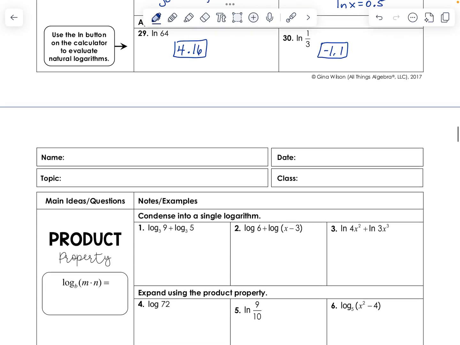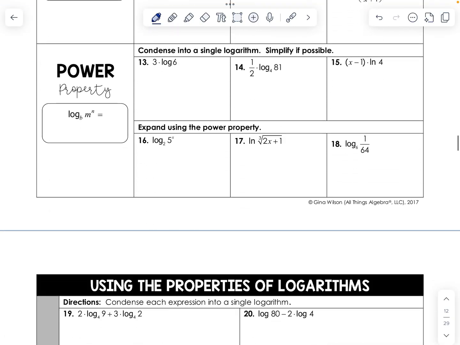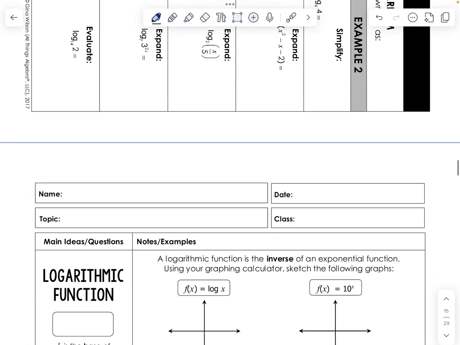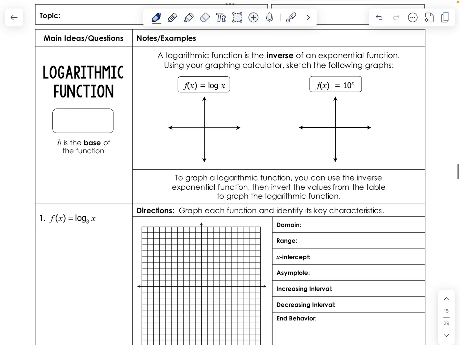We'll do the properties before we start solving equations. So we're going to skip, and now we're going to go to logarithmic functions. So we're going to talk about this, and then we're going to do examples 1 and 2, and then we're going to be done. So a logarithmic function is the inverse of an exponential function, and we just did exponential functions. So the parent function for a logarithmic function is f of x equals log base b of x.